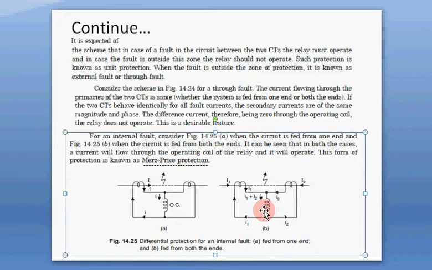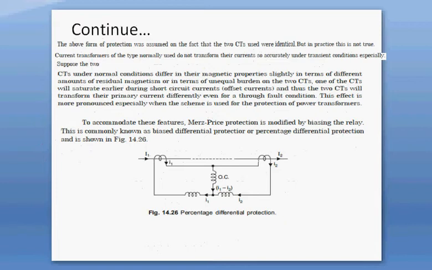This type of protection is known as Merz-Price protection. Now this is the case when the CTs are 100% identical, but in practice the CTs will vary because of their magnetic properties. There is a difference of current in their secondaries, and due to this difference there is a resultant current in the operating coil and a malfunction of the relay.